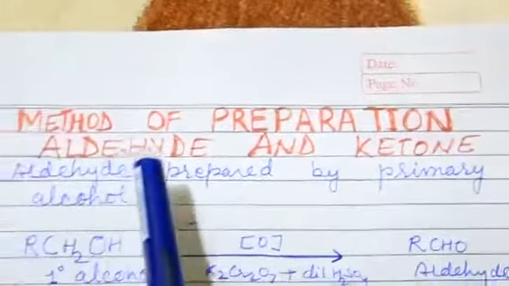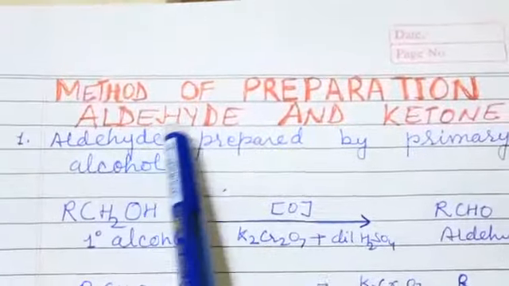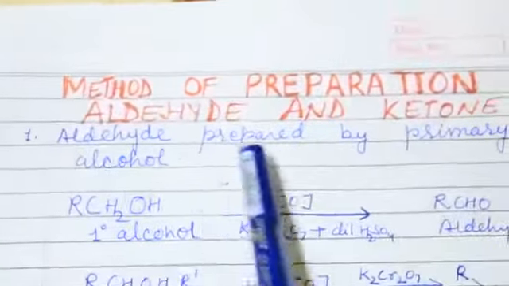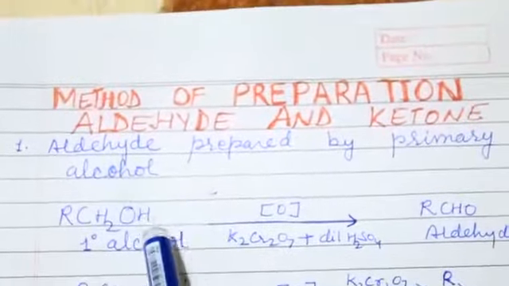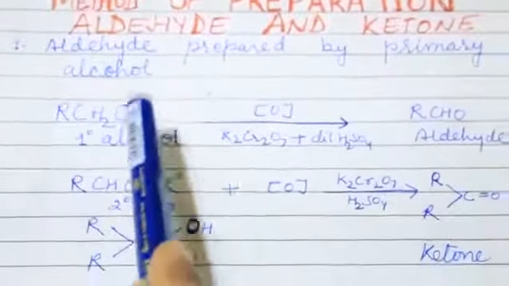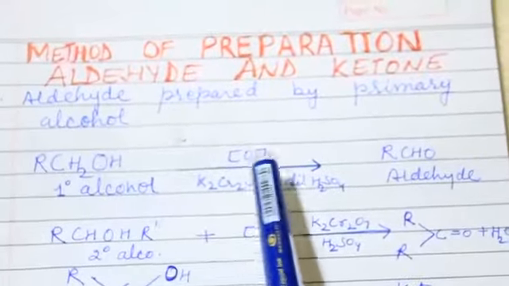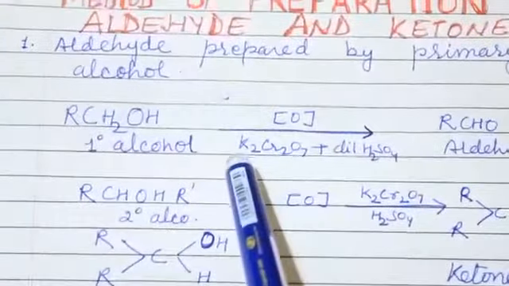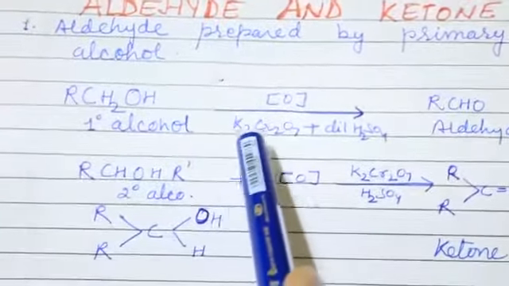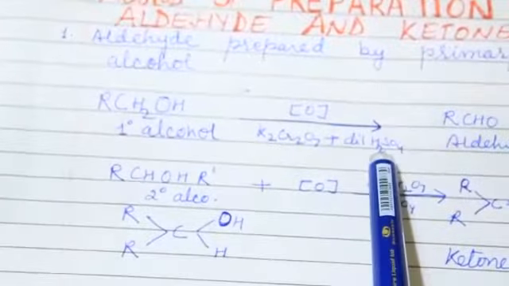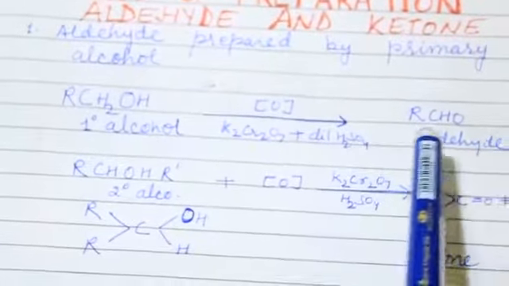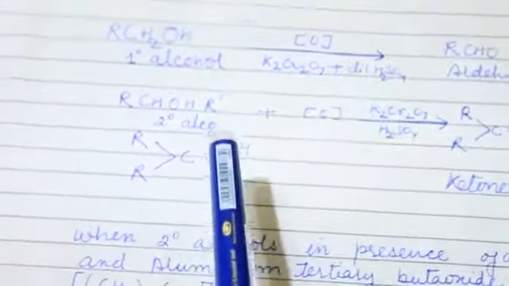Students, today my topic is the method of preparation of aldehyde and ketone. Now, aldehyde is prepared from primary alcohol. This is the primary alcohol. When this primary alcohol is oxidized by oxygen with K2Cr2O7, that is potassium dichromate, and H2SO4, that is sulfuric acid, then we get aldehyde. Now, ketone.